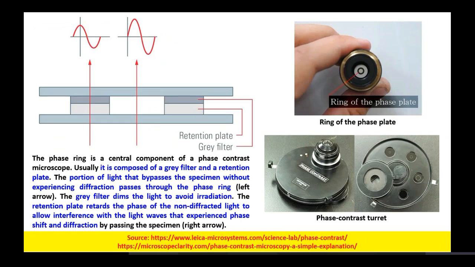We have seen that the annular ring is made up of two layers: one is the retardation layer and one is the gray filter. The gray filter dims the light, that means it reduces the intensity of the unrefracted radiation, whereas the retardation filter changes the phase of the light. Due to the combination of the retardation filter and the gray filter, we have a phase difference and a reduction in the intensity of the unrefracted light which passes through this phase ring.